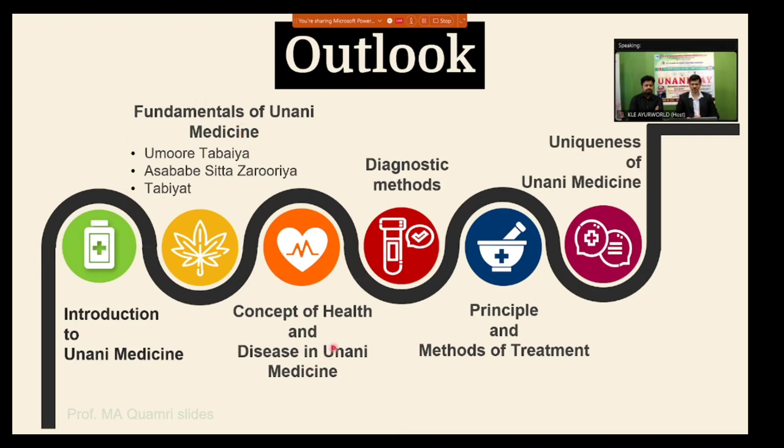Later, we'll try to understand the concept of health and disease in Unani medicine, and the diagnostic methods, the procedure through which we come to know about the existence of disease, from the physiological to the pathological condition. The most important part of every system of medicine is the principles and methods of treatment: what treatment the Unani system of medicine has, and what principle lies behind it. Most of my discussion will be about the uniqueness of Unani medicine. Some things may overlap with other alternative systems of medicine existing in India or abroad, but to the best of my understanding, I have brought some things as the uniqueness of Unani medicine.